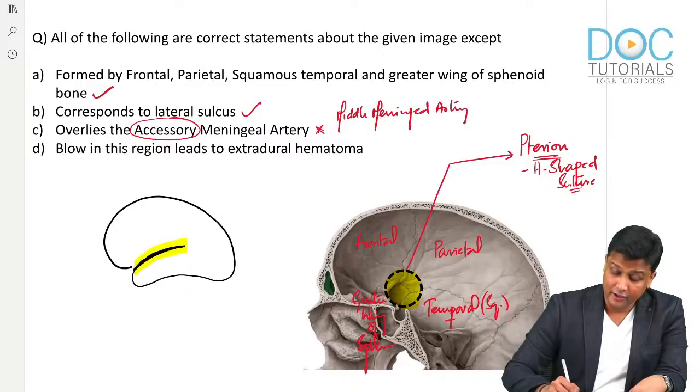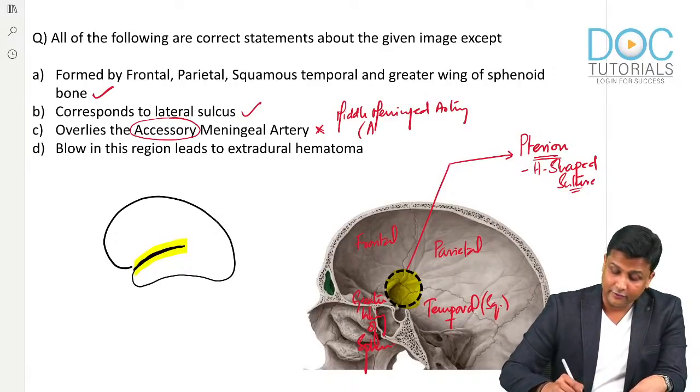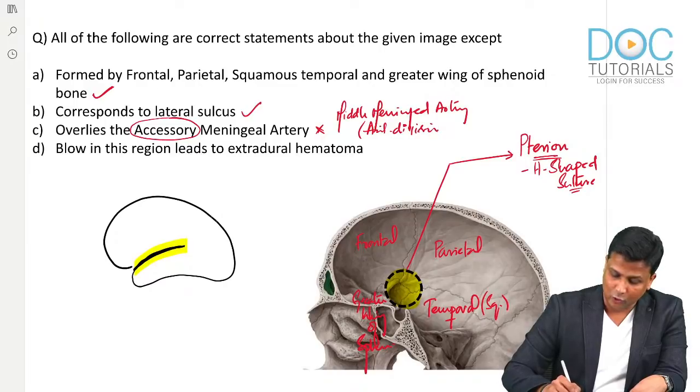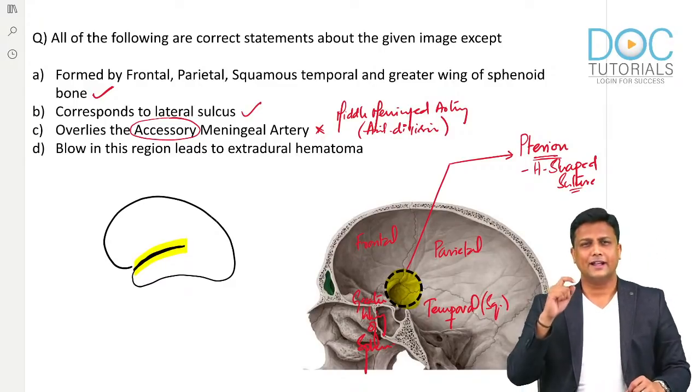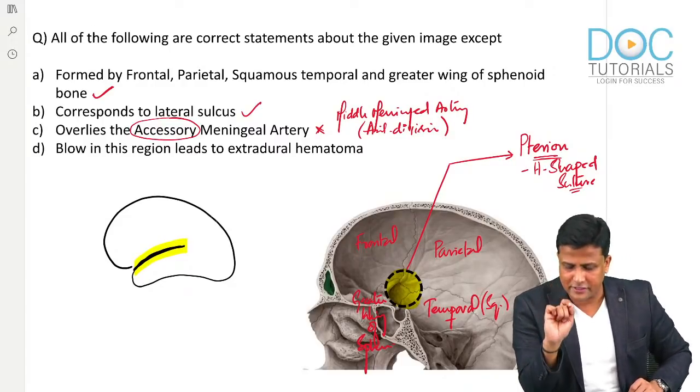Middle meningeal artery. And not only that, you also have to remember the anterior division of this one, guys. Middle meningeal artery, which division of that? Anterior division of the middle meningeal artery is the one where you have exactly the pterion. Pterion is overlying the anterior division of the middle meningeal artery. Why am I very specific about that?